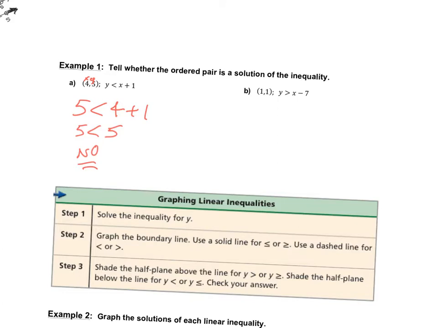For the next one, x and y are both 1. 1 is greater than 1 minus 7. Is 1 greater than negative 6? Yes, it is. So that point is a solution.